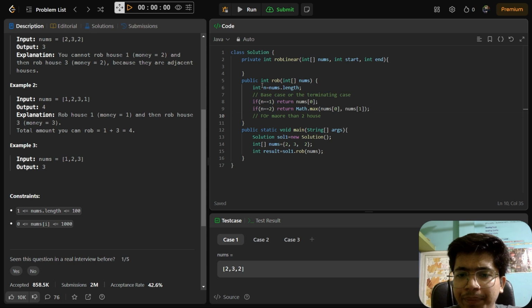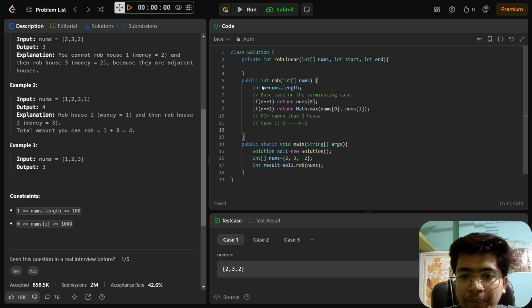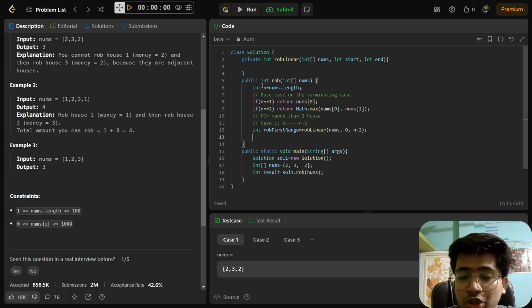So first we'll be writing for case 1, where we'll be going from 0 to the value n minus 2. Okay, so integer rob first, let's call it rob first range. So we'll be constructing a rob linear function, and then we'll be passing the entire array, our starting index 0, and the index n minus 2, where we're going to stop.